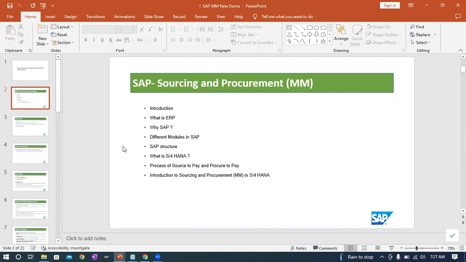Before going to introduce SAP, you have to understand the basic concepts: what is business, what is ERP, and what are the ERP systems we have. Later we'll discuss what is SAP.